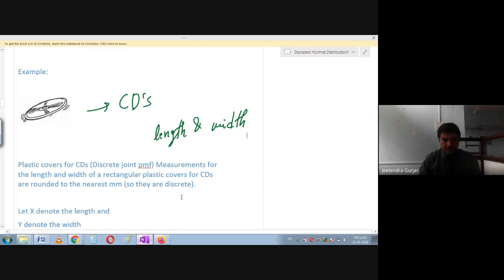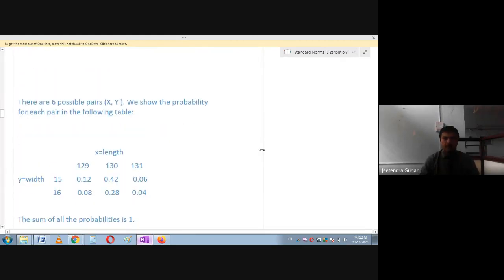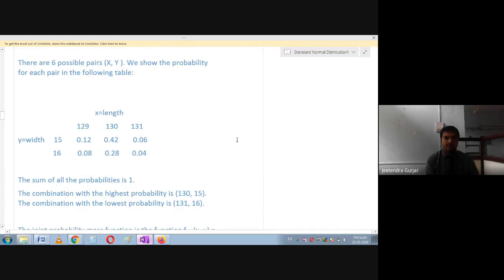We can take this for the rectangular plastic cover for a CD, rounded to the nearest millimeter. So they are discrete; if it is fixed, then only we can insert the CD. This means there are two random variables. One, x, we are going to take as length, and y we are going to take as width. Please remember this. So there are six possible ways for x and y. We show the probability for each pair in the following table. They have already given it here.